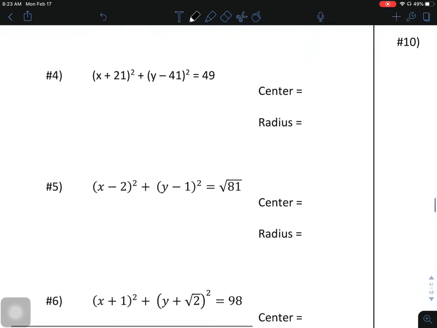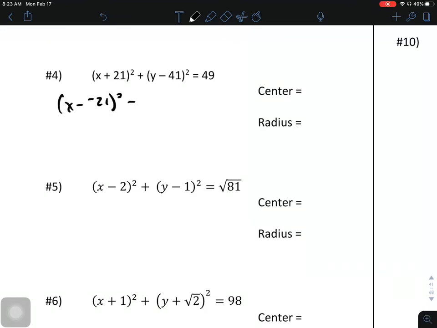Number 4. It's supposed to be x minus a number. X minus a negative 21 is the same as x plus 21. We've got y minus a positive 41 squared. And then we have equal to 49. 49 is the same as 7 squared. So our center is (-21, 41), and the radius is 7.